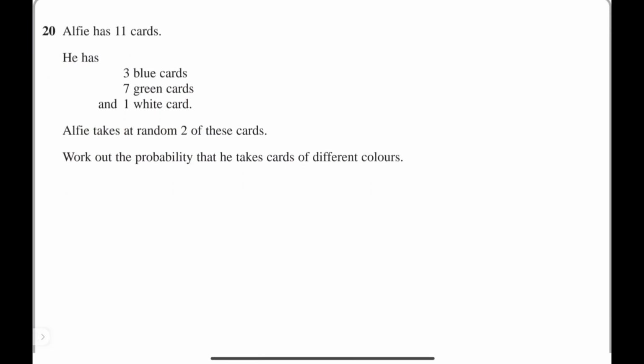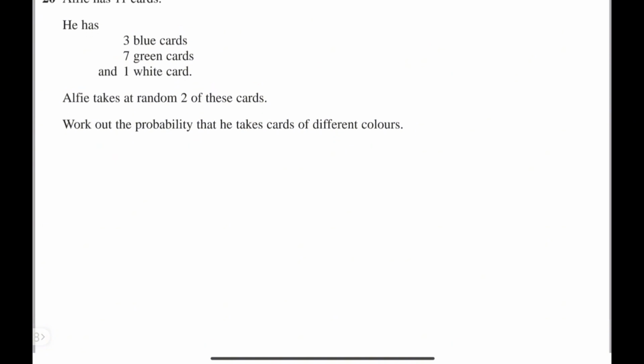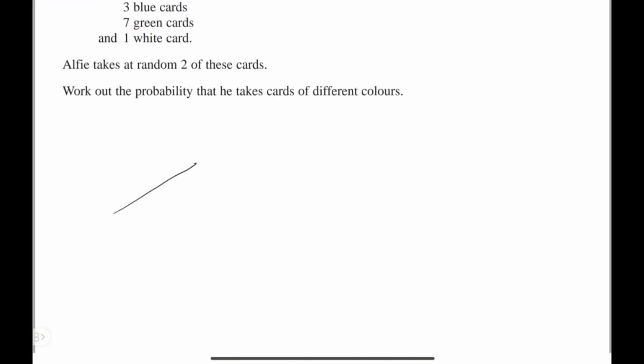Question 20. Alfie has 11 cards. He has 3 blue, 7 green and 1 white. And Alfie takes 2 of these cards at random. Work out the probability that he takes cards of different colors. So let's make a tree diagram for this. So we have blue, we have green, and we have white.